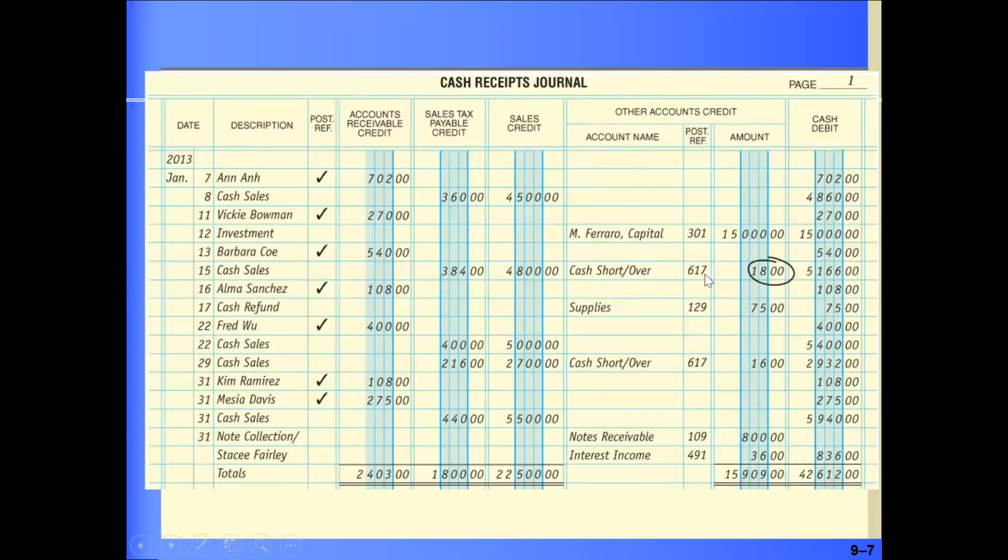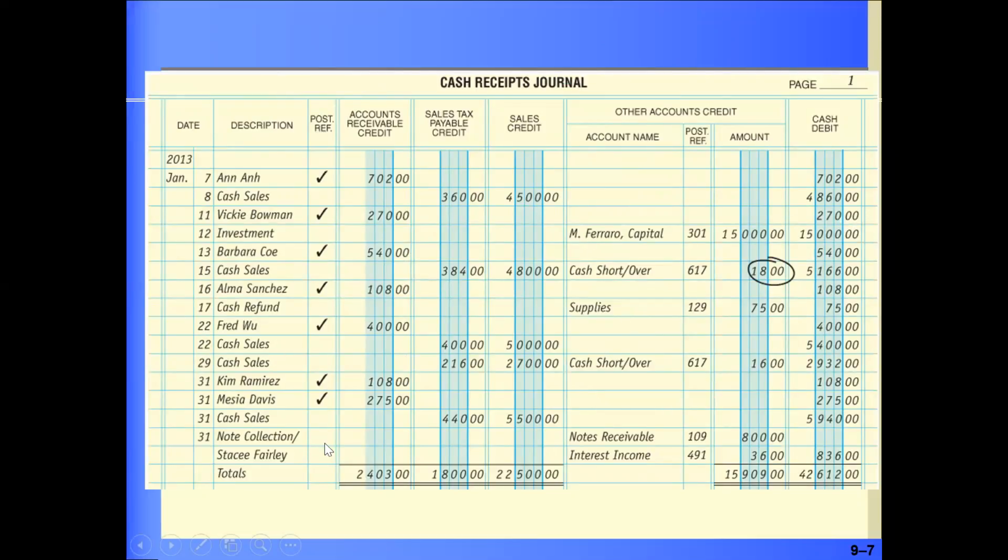So cash received was over, so that's $18. We wouldn't put a negative here for a cash under. Because this is cash receipts, it would have to be a cash over. The cash short would be on the cash payments ledger.